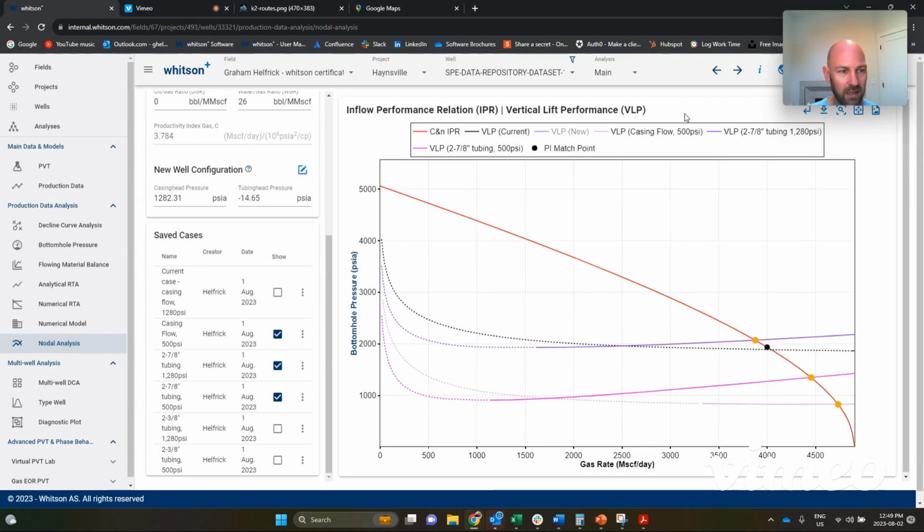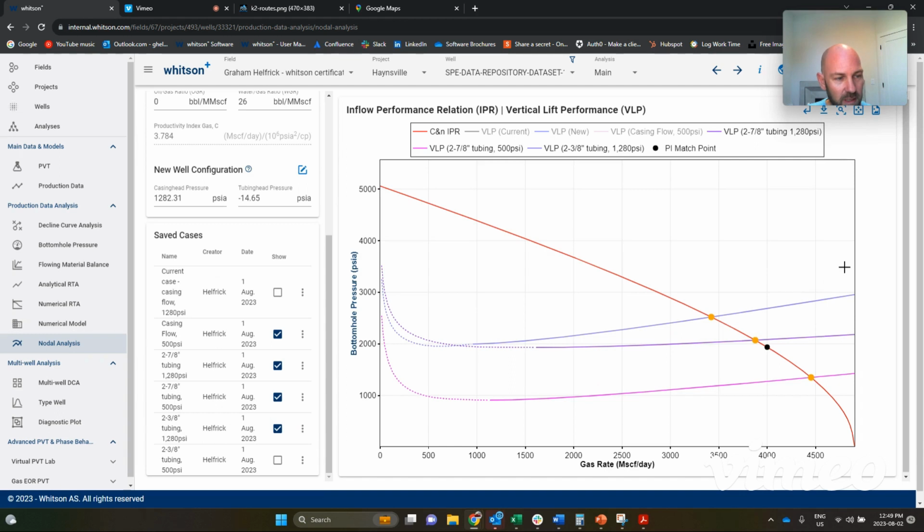All right, I'm going to get rid of these casing scenarios to clean things up here. So this is 2 7/8. What about 2 3/8? Well, let's check it out here. So this is 2 3/8 tubing with high wellhead pressure. And of course, that smaller diameter means we can produce down to a lower rate before we're going to liquid load. And 2 3/8, but with a lower wellhead pressure, 500 pounds, we get this operating condition and our lowest liquid loading rate at just under 1 million cubic feet per day.